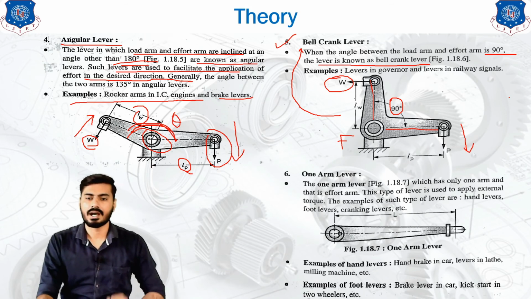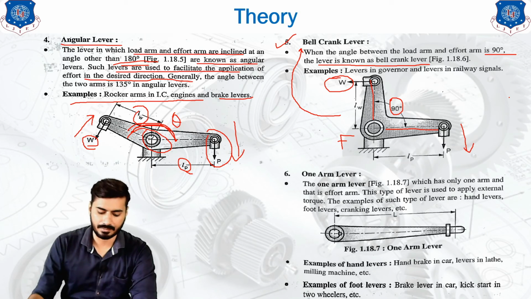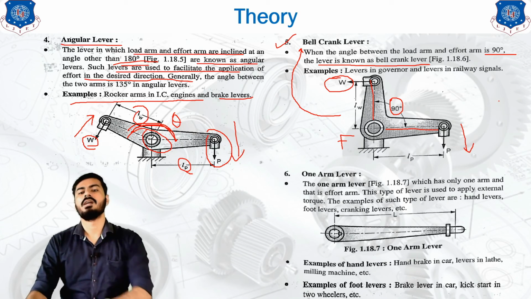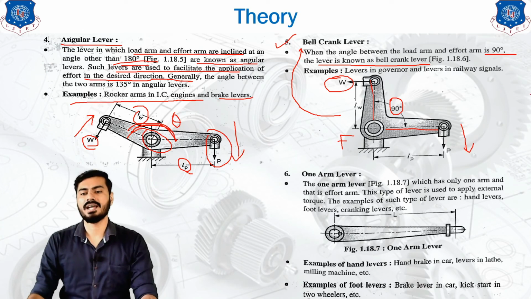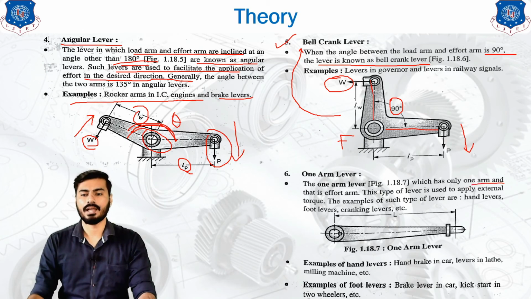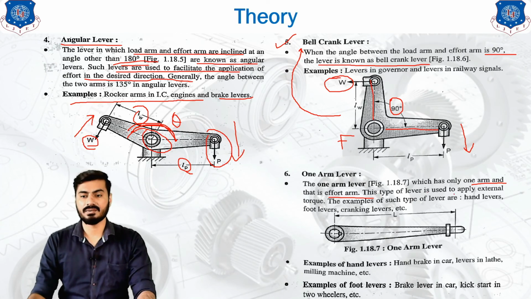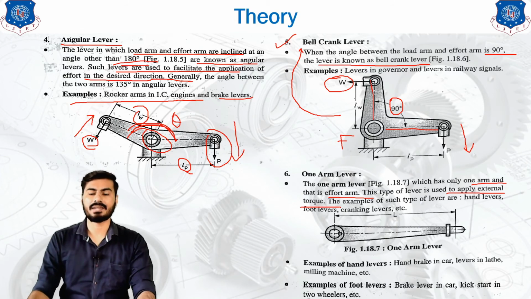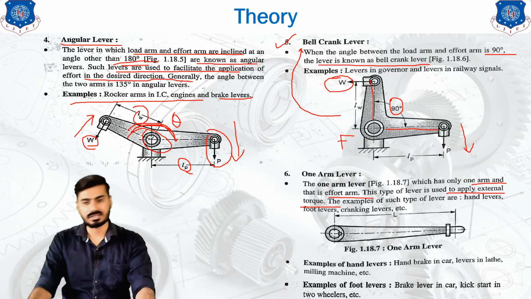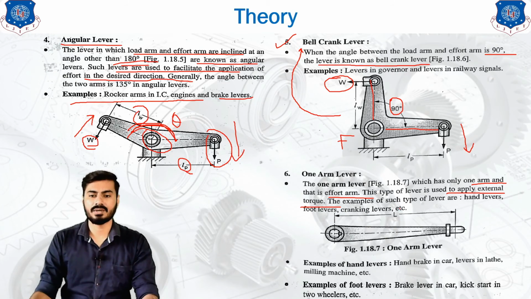We will see another type of lever, the one arm lever. As the name itself indicates, it has only one arm, the effort arm. There is no load arm. This type of lever is used to apply an external torque. Whenever torque is to be applied from the external side, this type of lever is used.